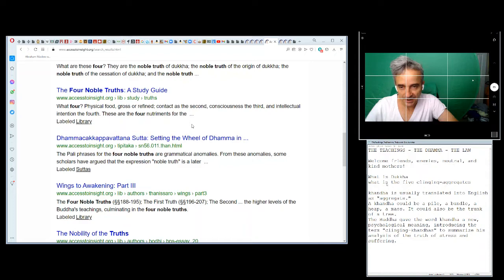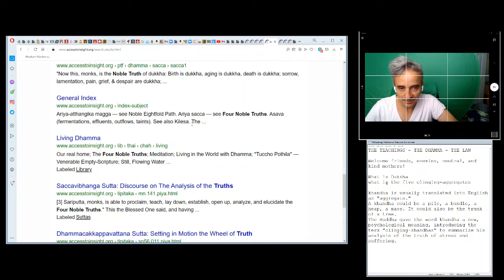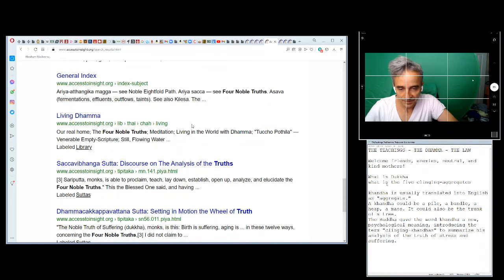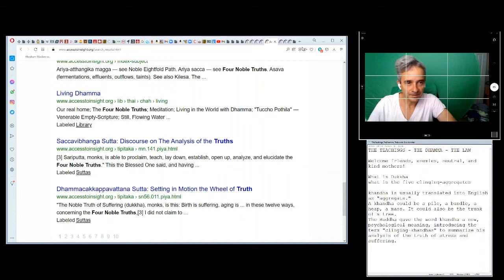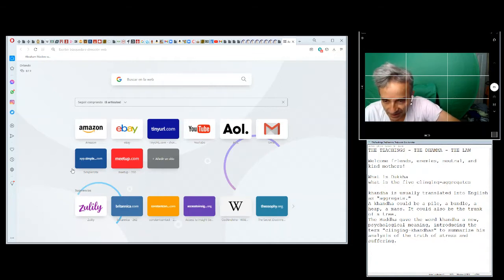Maybe it's this one. Wow. Access path to freedom. The Four Noble Truths. Let's see if this one is it. Or is it this one? It's probably this one. See if that's it. I don't see. Oh well.